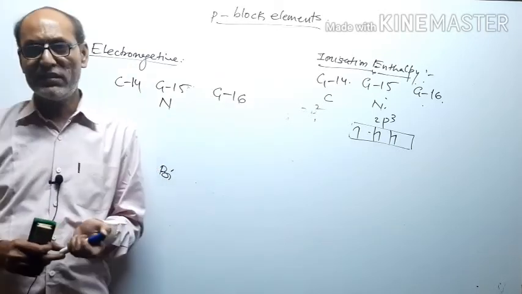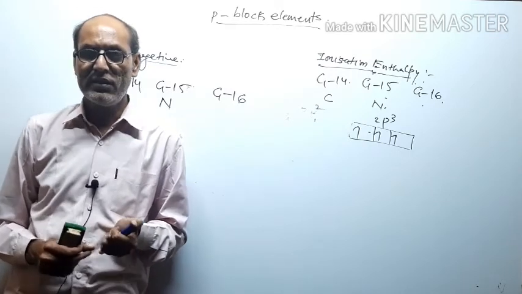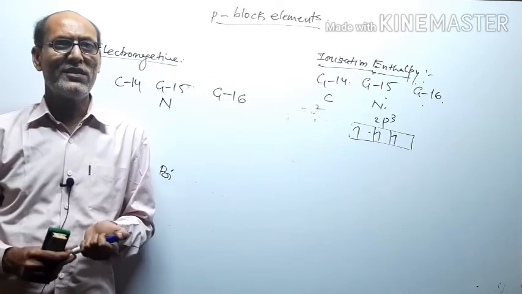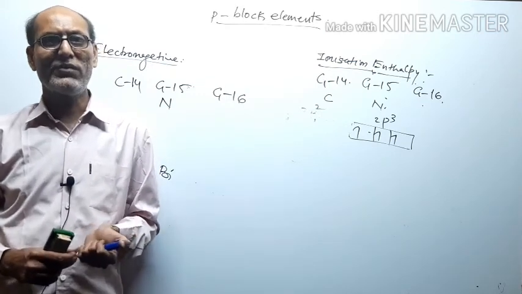Dear student, today I have discussed the properties of group 15 elements, in which electronic configuration and physical state, then ionization enthalpy, melting and boiling points, and electronegativity. And tomorrow we will discuss the other topics of these elements.